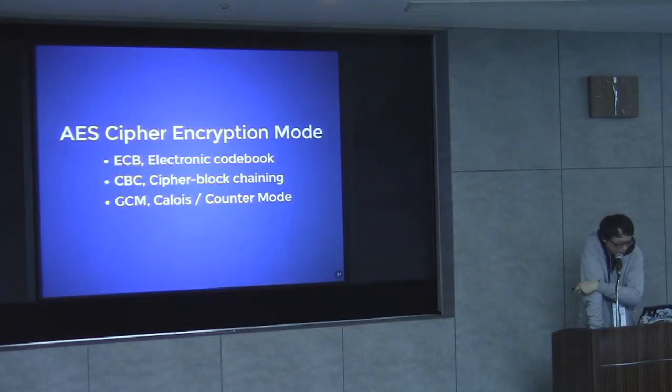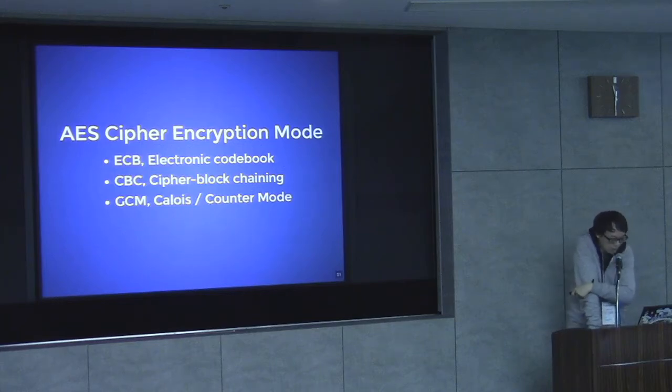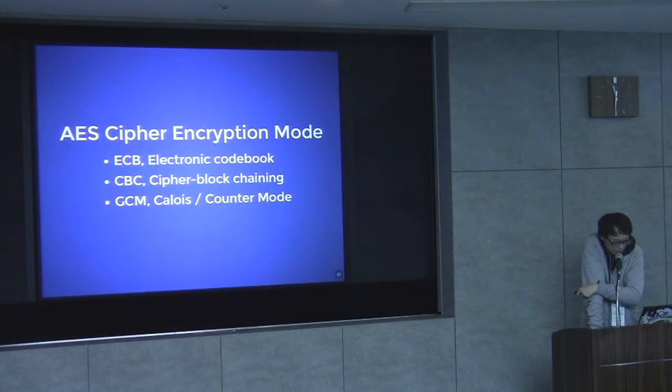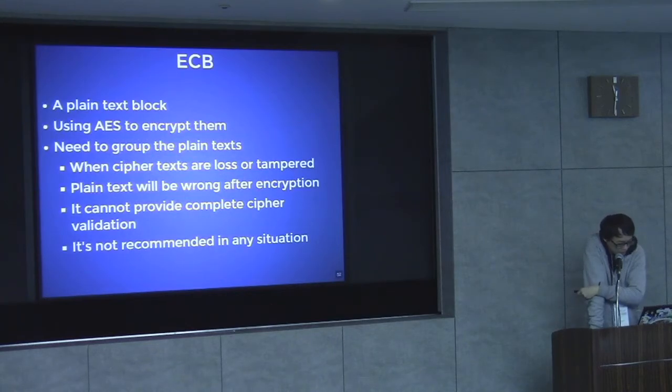And the most famous crypto approach is called AES encryption mode. And let me talk about the AES encryption modes. They are ECB, CBC, and CCM. Firstly, you can look at the ECB mode. The ECB mode is very simple.